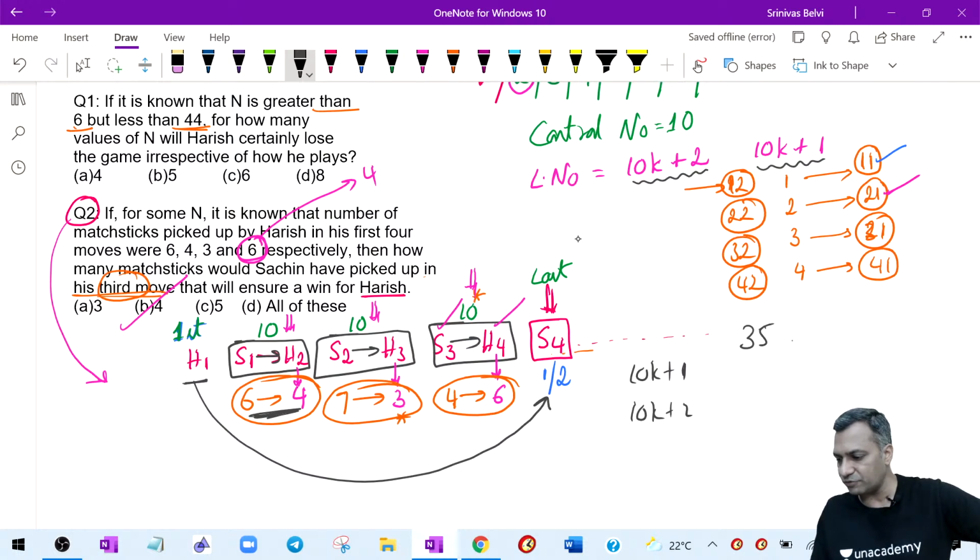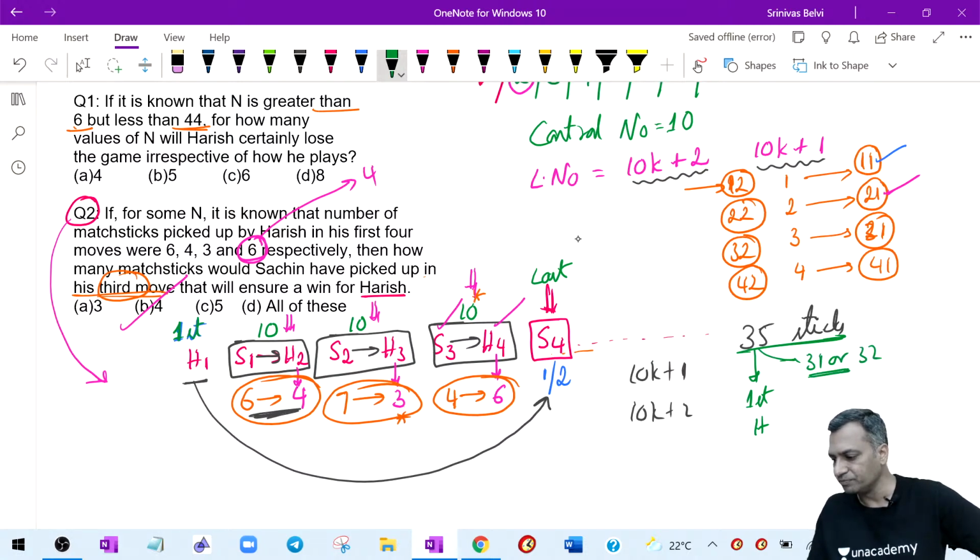What if there were 35 sticks? With 35 sticks, the first move of Harish matters, because of how much he can leave in front of the opponent to control. 31 or 32 he can leave. If he decides to leave 31, you better pick 4 so that 31 are left and you start controlling the opponent. What if it is 32?